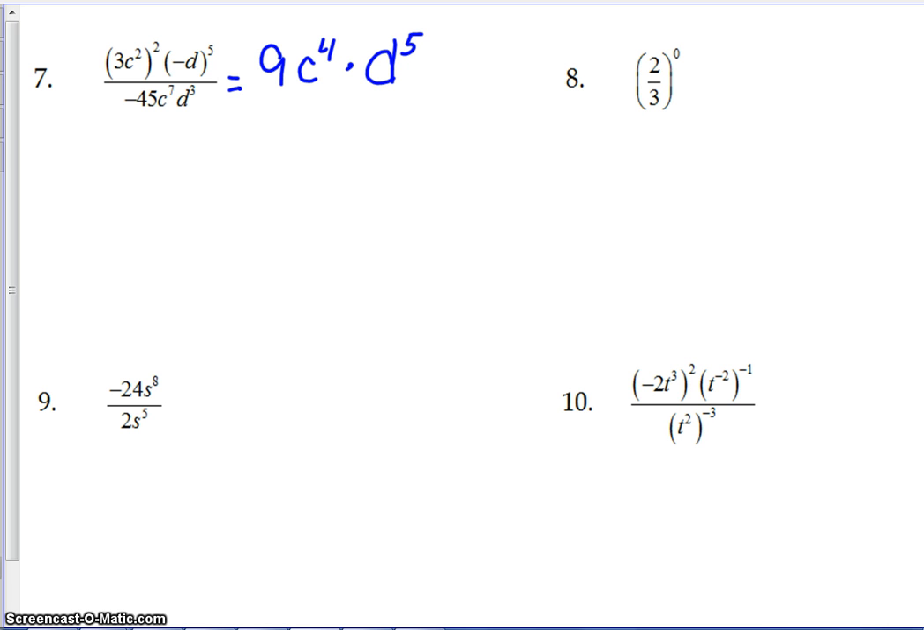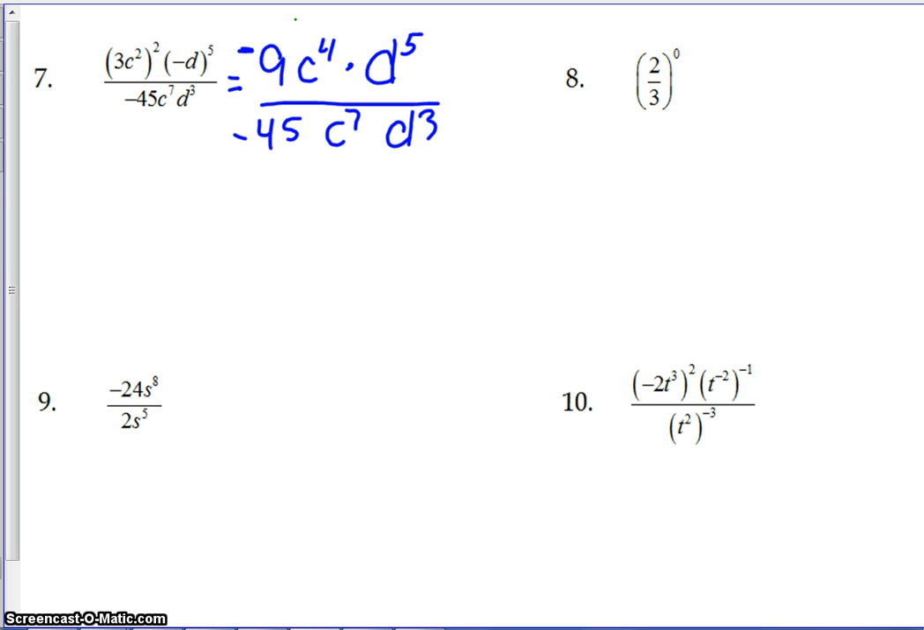Then this negative d to the 5th is a negative d, and then to the 5th power, there's still a negative for this d. What I did with the negative is I brought it out in front of the whole fraction because I think that really helps us to remind ourselves that negative is there. If I put it with the d, I usually kind of forget about it, and so I usually put it out in front. Then I had this negative 45, I had c to the 7th, and d to the 3rd.